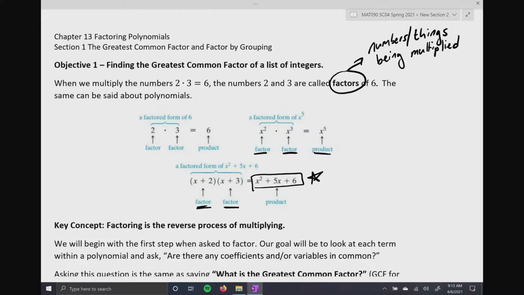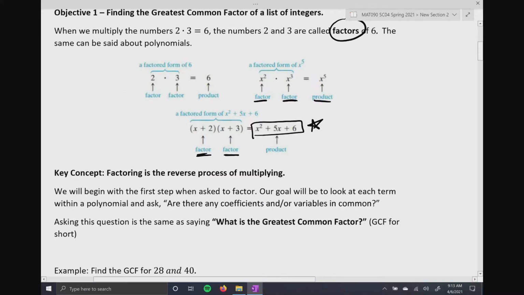Okay? So the key concept here is factoring is the reverse process of multiplying. Like I said, I'm going to give you the answer. You've got to tell me, oh, here are the things that we multiply to get that answer. Now, luckily for us, there are techniques that we're going to learn. There are techniques that we're going to use to help us with this. And the first technique is called the greatest common factor. Okay? So that's what this is in black right here. That's the first thing we're going to ask ourselves. If I have an answer, is there a greatest common factor?